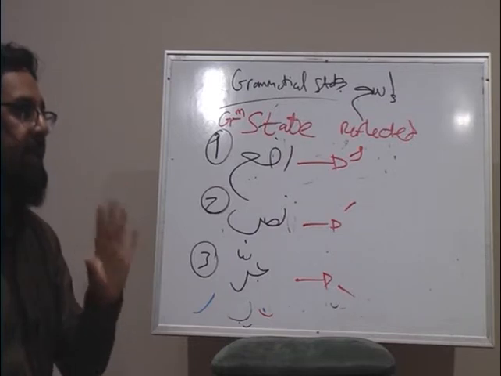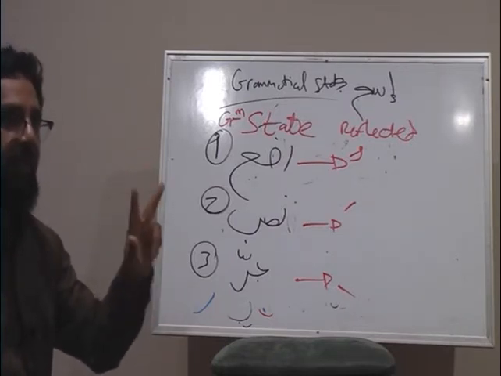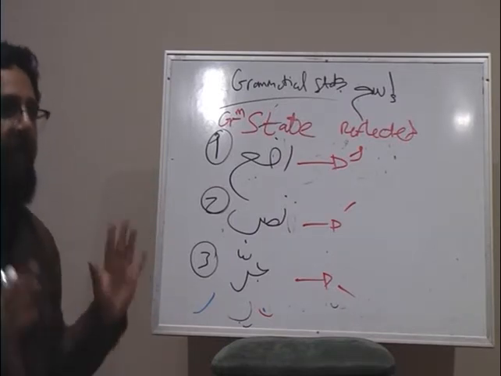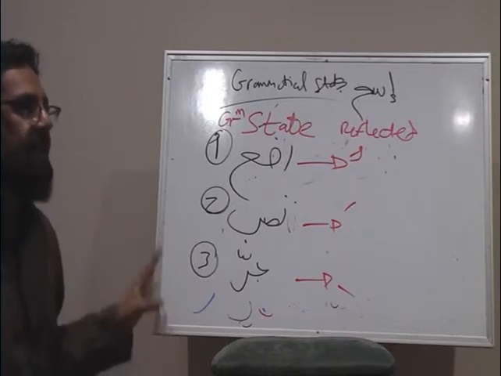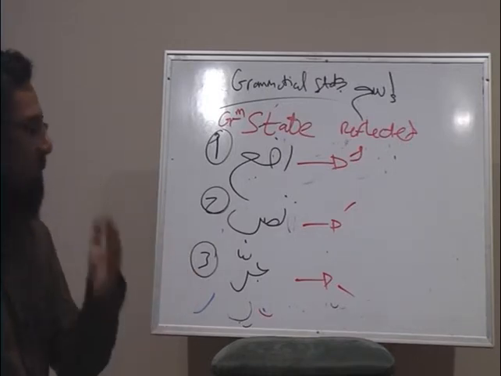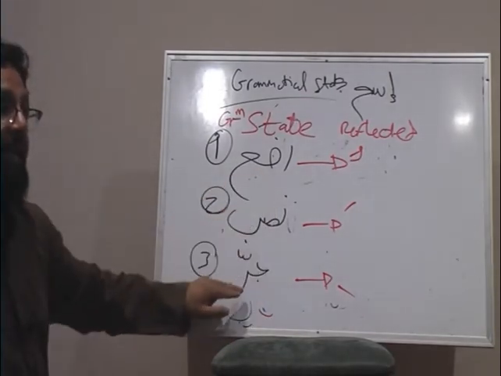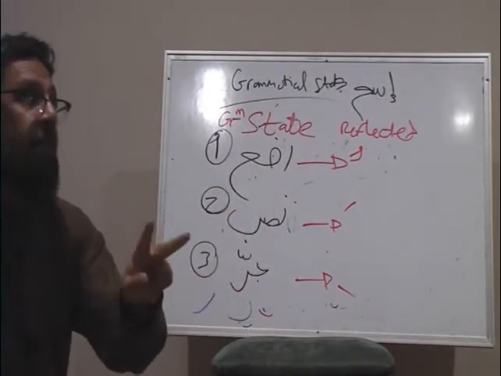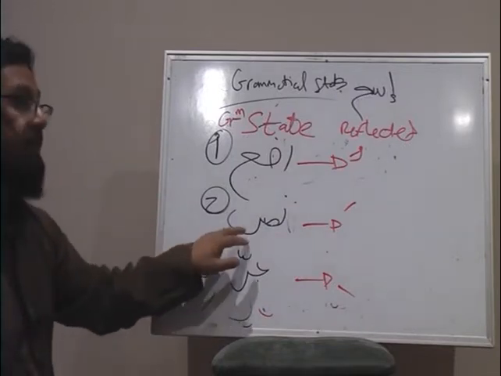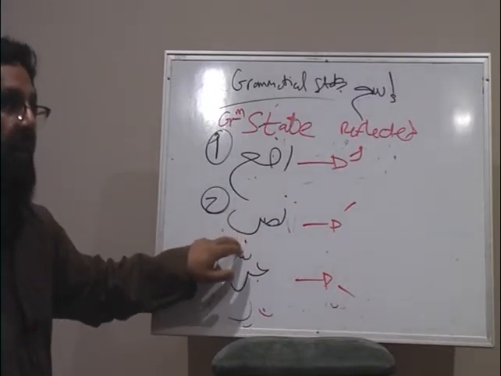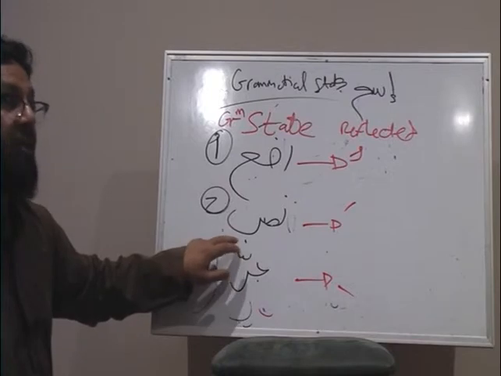Isms are always expressed in three grammatical states. There has to be a grammatical state in every sentence, in whatever situation. It's the question of which one it is: rafa, nasab, or jar. When you know the grammatical state, that will give you a clue. If it's in nasab, maybe it's the object that we're dealing with here, so I shouldn't consider it as a subject.